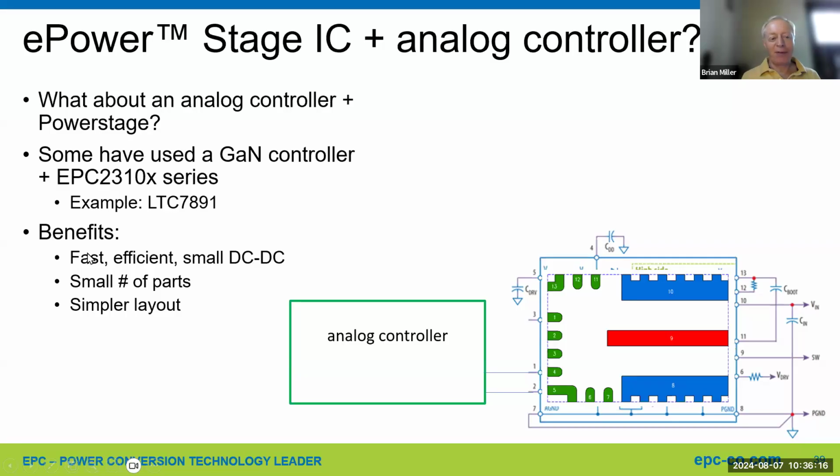So for benefits here, you'd have a fast, efficient, and small DC to DC. Some controllers can work up to 3 megahertz. I think the Analog Devices ones made for GaN work up to 3 megahertz. I'm not sure anybody at EPC has actually done that. These power stages work up to 3 megahertz also. So it'd be interesting if somebody wants to try it, put those two together and see if that's a good idea to make a very small, compact, high-speed DC-DC converter. So it's a small number of parts. And again, a simple layout where the most complicated part of the layout is within the IC.